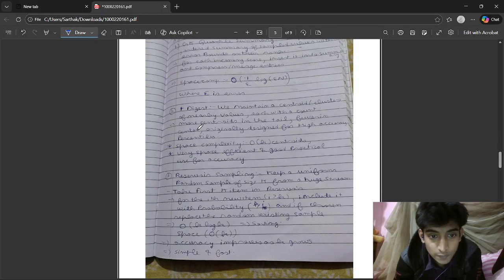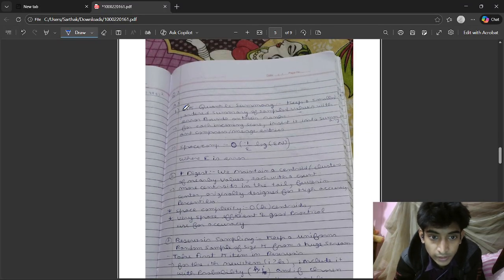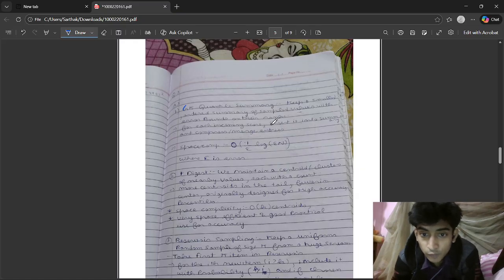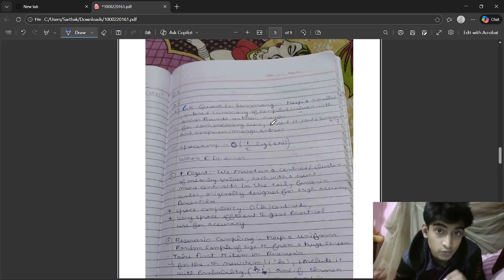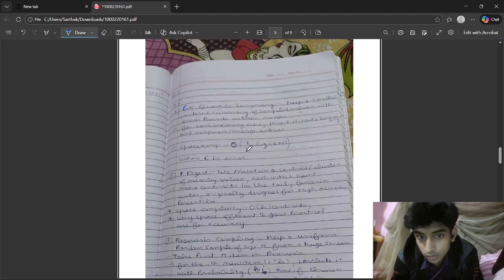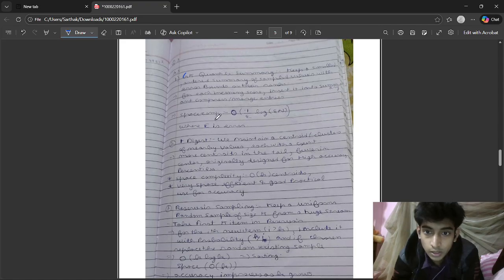The first technique is GK quantile summary. In GK quantile summary, we keep a small ordered summary of sample values with an error bound on their ranks. For each incoming score, we insert it into the summary and use merge or compress data structures, right? So here space complexity boils down to 1 upon epsilon times log of epsilon times n, where epsilon is the error that can be reducible or non-reducible, right?